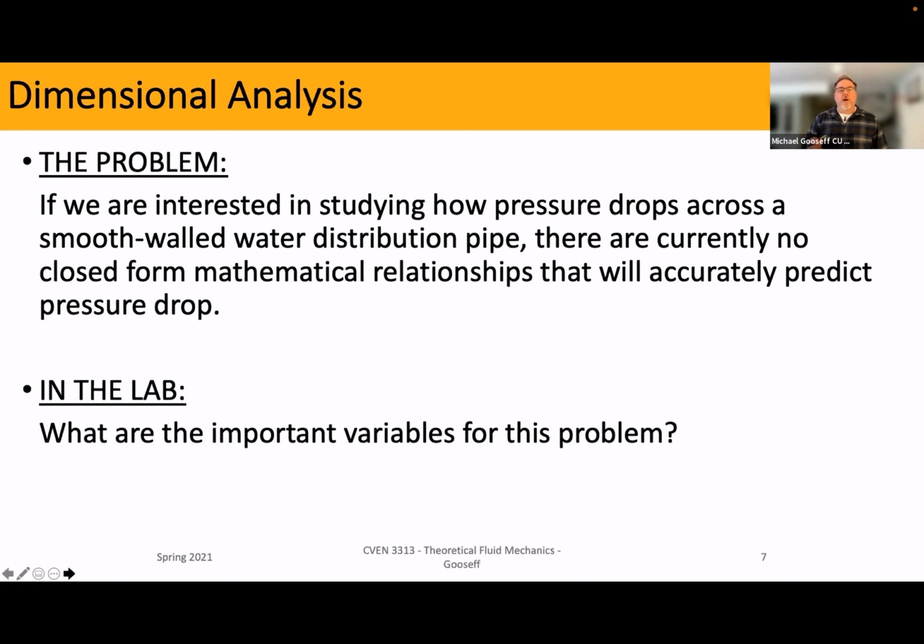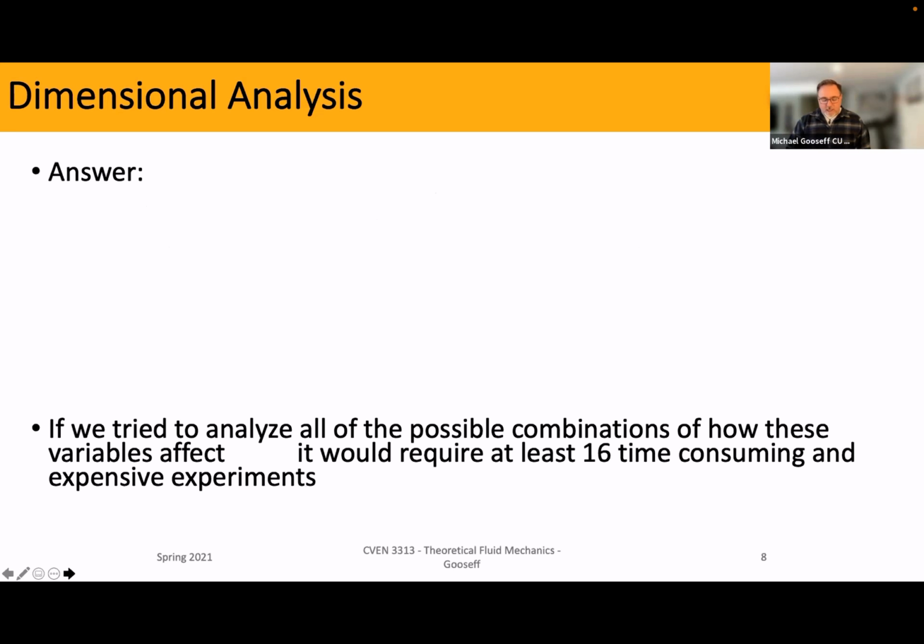So what are the important variables for the problem? If we wanted to create a laboratory scale model, what are the things that we would measure and relate to each other so that we could come up with some predictive relationships? So that's essentially where this is going. So what are the important variables for this problem? On the next slide, let's answer that.